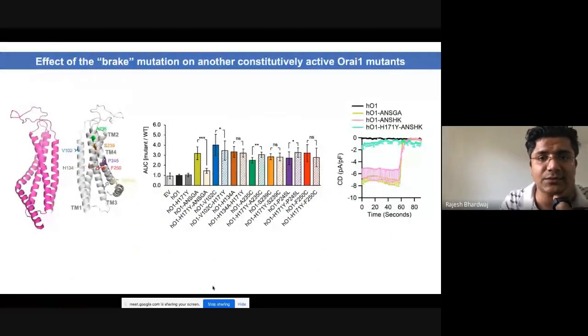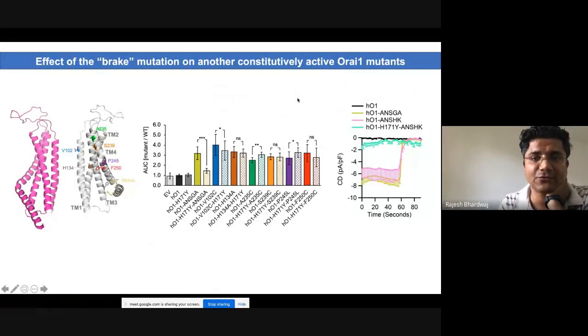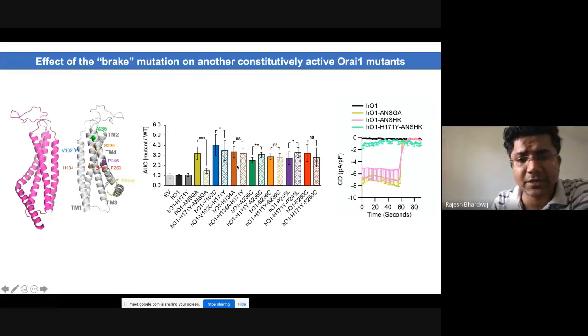Then what we tested is whether other constitutively active ORAI1 mutants, known ones indicated here in TM4, in TM2, in TM1, whether tyrosine also exerts a brake on these constitutively active channels. And we see that the H171Y in the Nexus mutant decreases the constitutive activity, whereas there is no considerable decrease in the constitutive activity of the other channels indicated here, other open channel gain of function mutant channels.